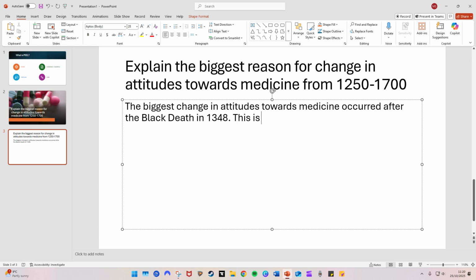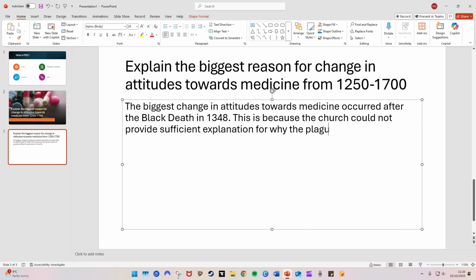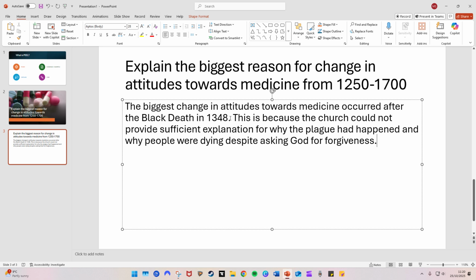So this is because, this is my example now. This is because the church could not provide sufficient explanation for why the plague had happened and why people were dying despite asking God for forgiveness, let's say. I don't know, I'm freestyling this at this point. So we'll highlight my evidence in yellow. This is because the church cannot provide sufficient explanation for why the plague had happened and why people were dying despite asking God for forgiveness.